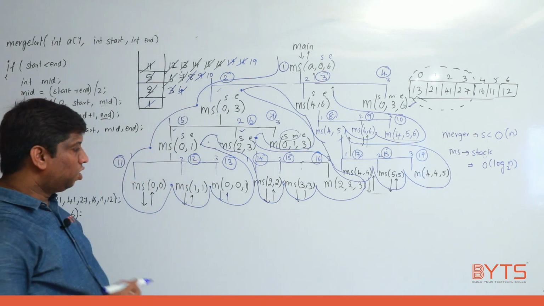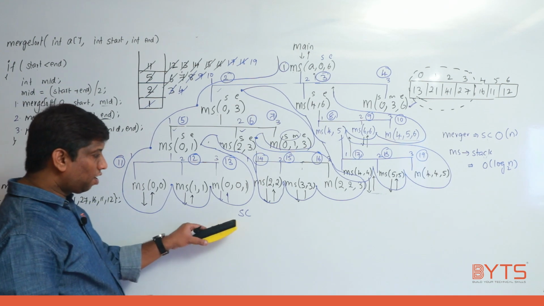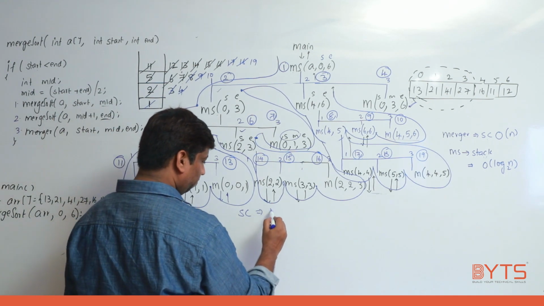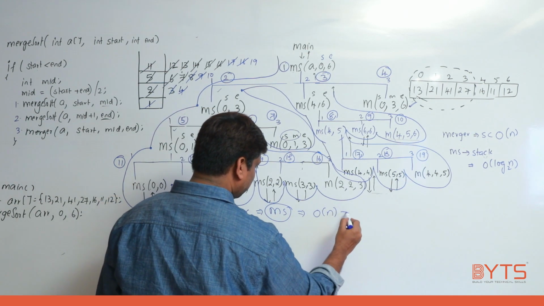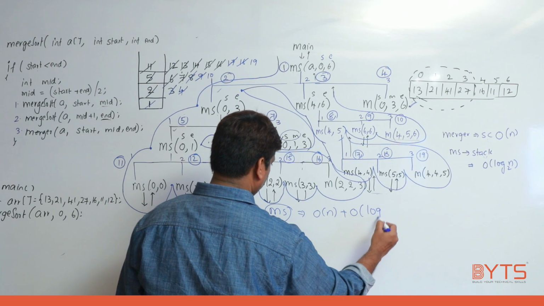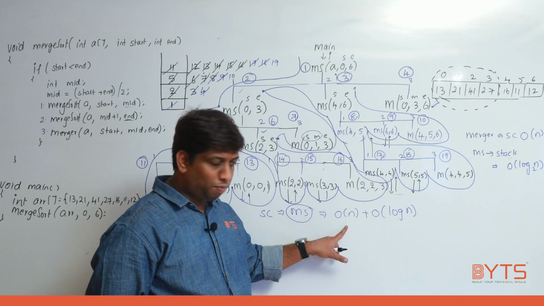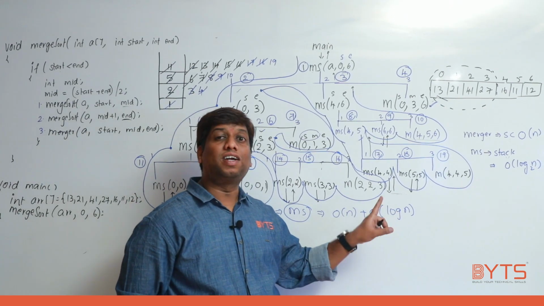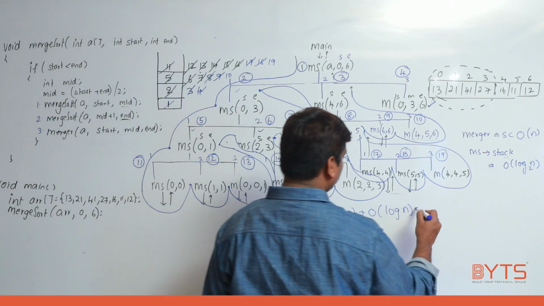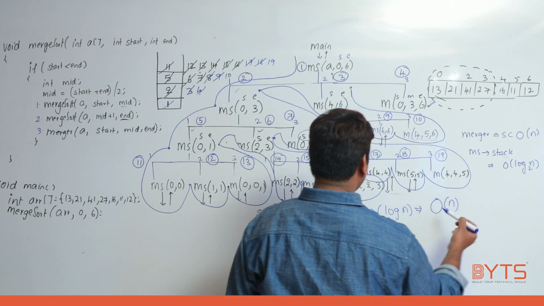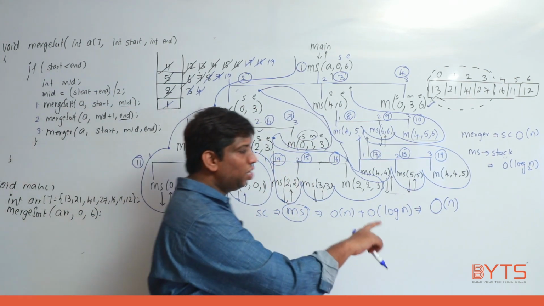Very important point I am telling. So space complexity for the merge sort is O of n plus O of log n. O of n is for the extra arrays, left array and right array, which are there in the merge, and O of log n is for the recursive stack which is used in the merge sort. So overall space complexity will be what? O of n. Why? Because O of n is the dominating term. So space complexity of the merge sort will be O of n.